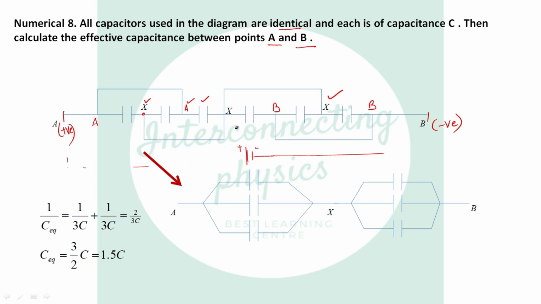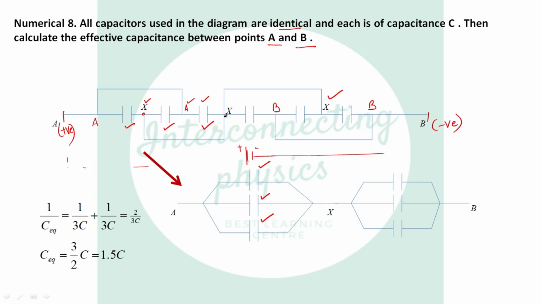Now the equivalent diagram will be from A to X. From A to X, this. From X to A, again a capacitor, this. From A to X, this capacitor, this capacitor. You also draw with me, okay?